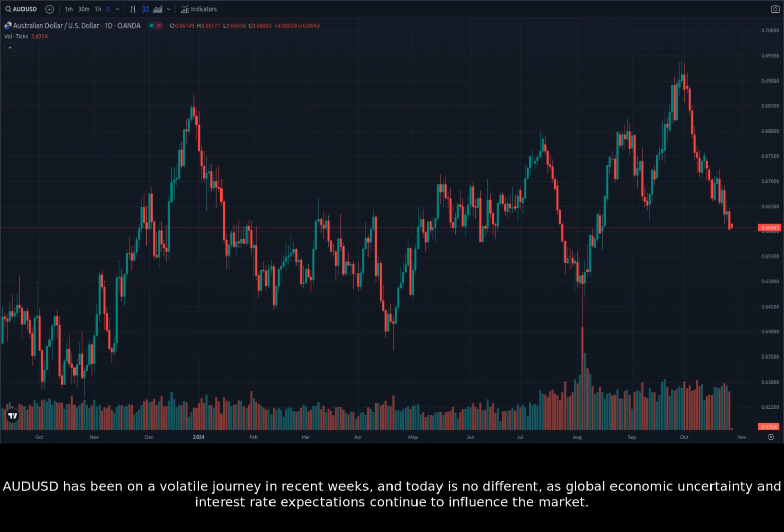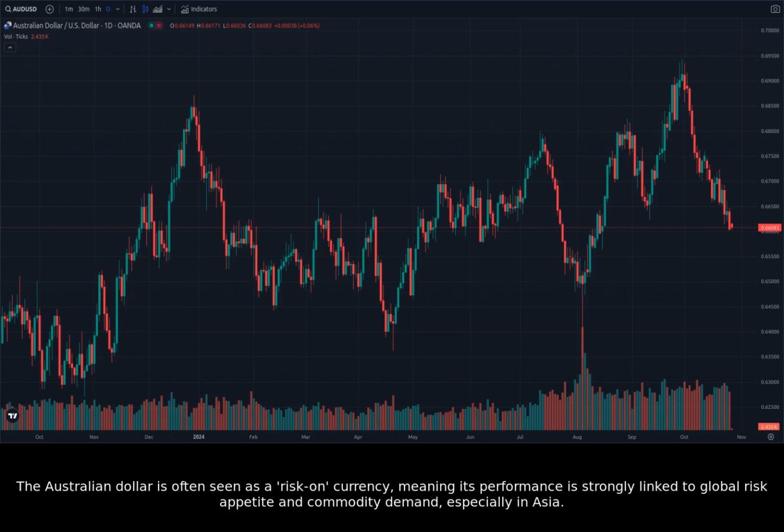AUDUSD has been on a volatile journey in recent weeks, and today is no different as global economic uncertainty and interest rate expectations continue to influence the market. The Australian dollar is often seen as a risk-on currency, meaning its performance is strongly linked to global risk appetite and commodity demand, especially in Asia.